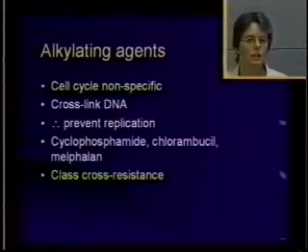With this particular class of drugs, we often see what we call class cross-resistance. That is, when a tumor or a tumor type becomes resistant to one alkylating agent, it is often resistant to other alkylating agents, which means if the animal comes out of remission, other alkylating agents may not be effective.